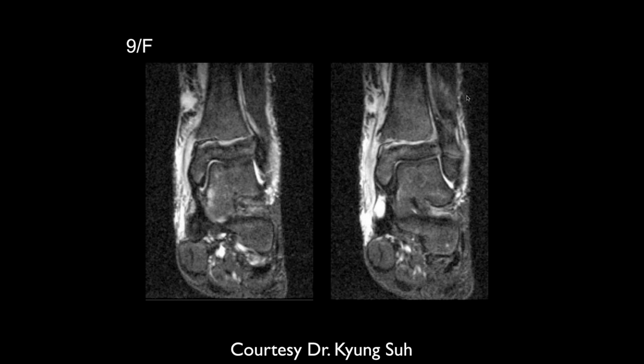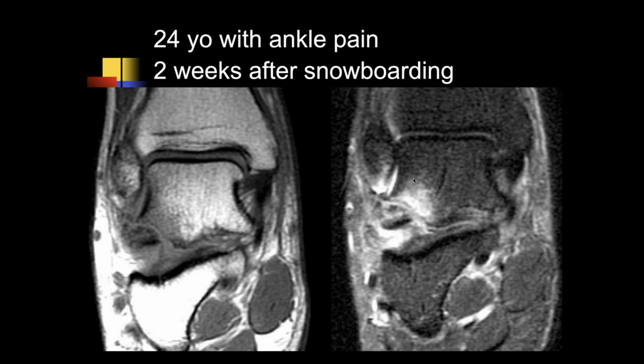Ashu? A 9-year-old female. We can see some widening along the medial aspect of the distal tibia's physis, and I think there is also some trapped periosteum here. Yep, I agree. That was just another trapped periosteum.